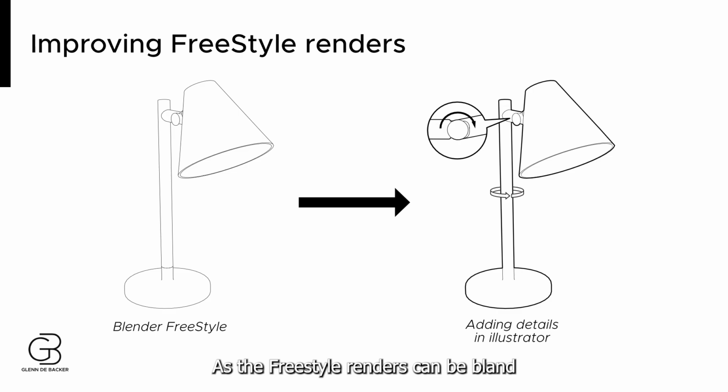As the freestyle renders can be bland, I like to use Illustrator to add some extra contours, so thicker lines around the object. Also add some arrows to indicate movements. And in some cases, add zoom bubbles.